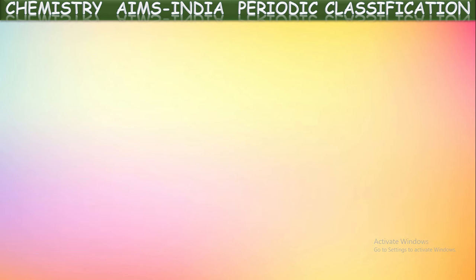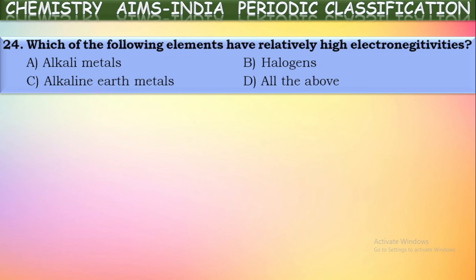Okay. Next, which of the following elements have relatively high electronegativities? Electronegativity is high for atoms with a smaller size. In any period, from alkali metals to halogens, size gradually decreases. So halogens have the smallest size in every period, and hence they will have greater electronegativities. Halogens will have the greatest electronegativity. Even fluorine is the element with the highest electronegativity.